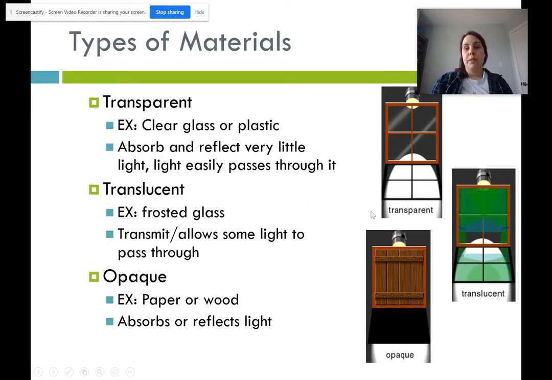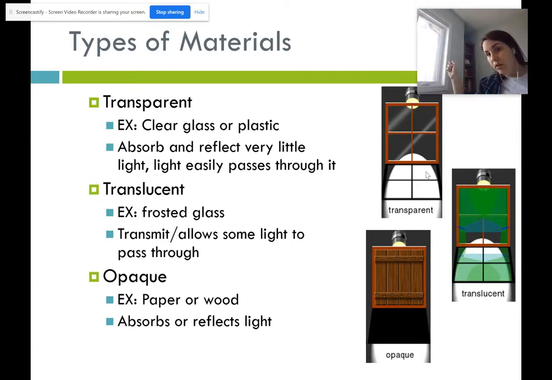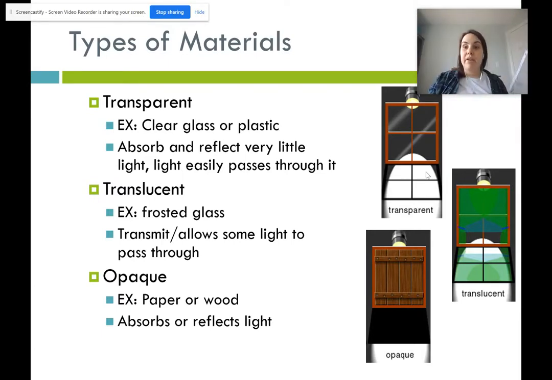Okay, so the 3 types of materials we're going to talk about are transparent, translucent, and opaque. Transparent would be like clear glass or clear plastic. These types of materials absorb very little light, which means light very easily passes through it. So if I have something like a clear sheet here or glass at my window, I can see through that very easily. So we would call those transparent materials. Clear glass and clear plastic are great examples of that.